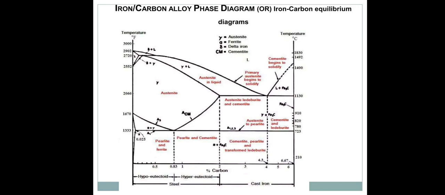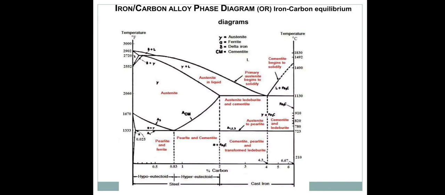Delta ferrite. The interstitial solid solution of carbon in delta iron is called delta ferrite. Delta ferrite has a BCC crystal structure. In this picture we can see the maximum solid solubility of carbon in delta ferrite is 0.09% at 1465 degrees centigrade.